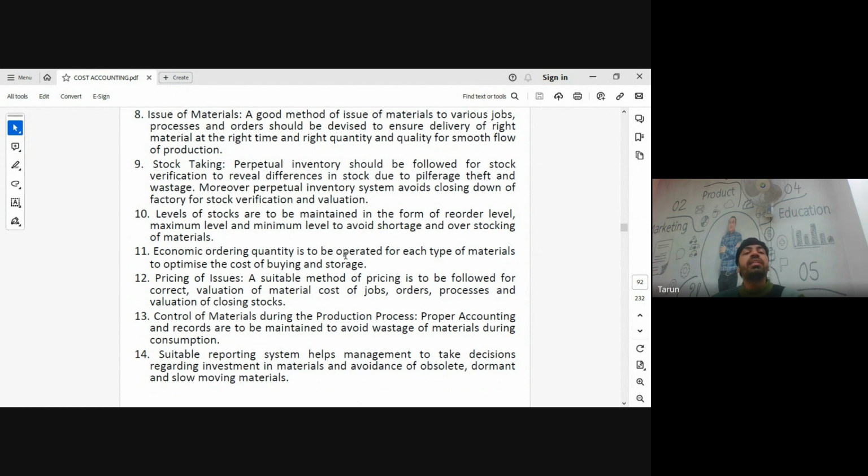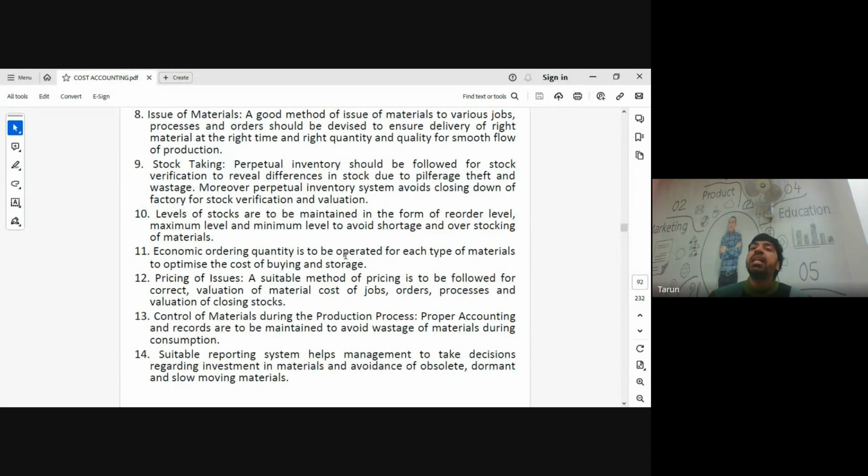Next one is stock taking. So as I told you, there is a system, you can see methods of controlling the materials. That is the two methods, the virtual method and the periodic method. So when we talk about stock taking, the virtual inventory method should be followed to verify your materials, so that it will show up the differences in the stock due to losses like pilferage, theft and wastage. So the virtual method always avoids closing down the factory.